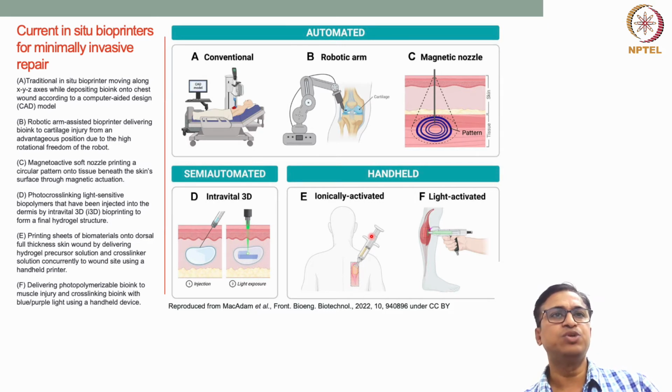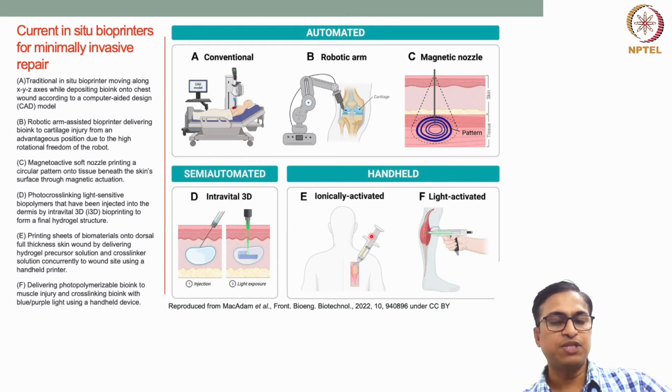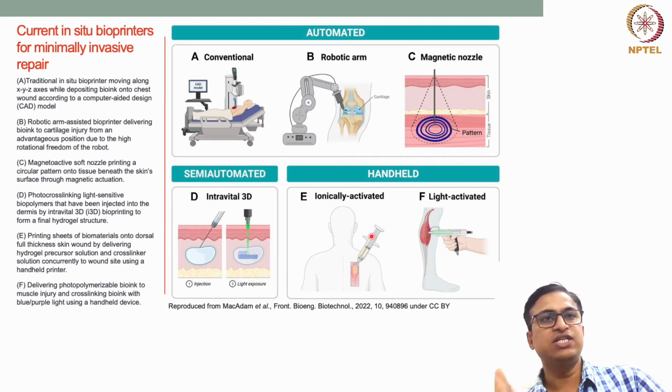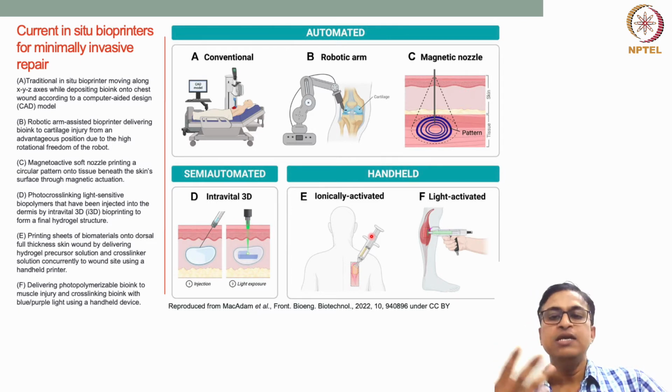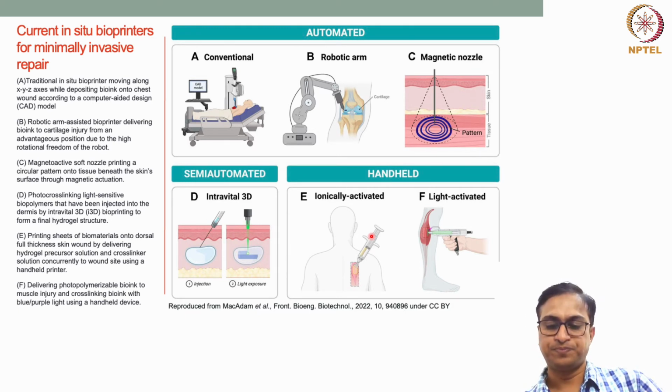A magnetic nozzle can be used without touching the thing; by magnetic actuation, the printing can be possible. Semi-automated, where suppose intravital 3D printing, where we can inject the bioink within that defect area, then that can be cross-linked by photo light exposure. And in case of handheld, either it can be ionically activated or light activated bioprinting are possible.